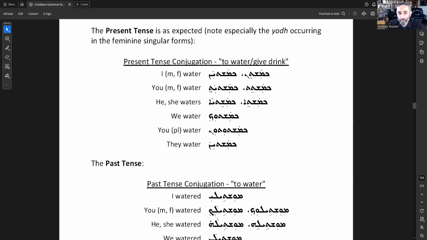Meshte means to water or to give something a drink, or to water the plants. So kmeshtin: I water, or I give something to drink. Kmeshtin, kmeshitian. Here, that final alep comes back in the feminine. This is normal in the third week. We've seen this before, but I'm just pointing it out again.